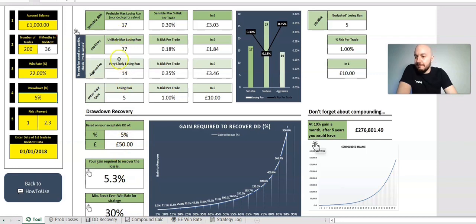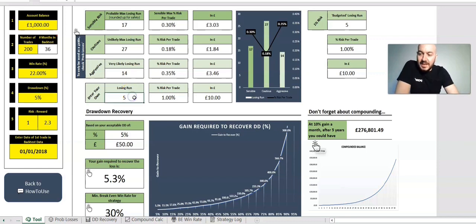Hopefully you're with me. This basically tells you what our aggressive, cautious and sensible risk levels look like, based around what's very likely, unlikely or probable losing streak. So on that win rate of 22%, it is very unlikely that we could see a losing streak of 27. What's more probable is a losing streak of 17. It's very likely we'll see a 14. You can see all these numbers on here.